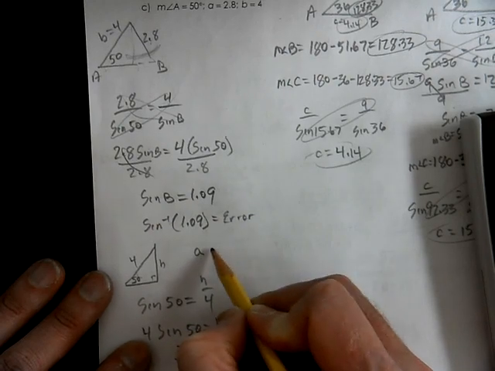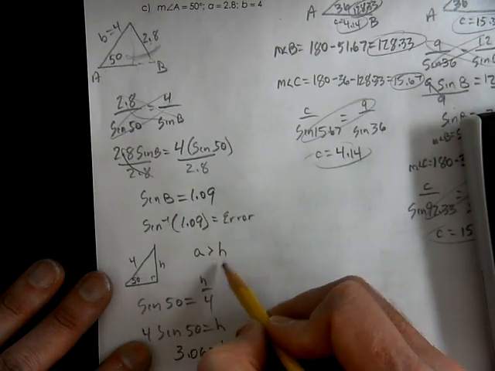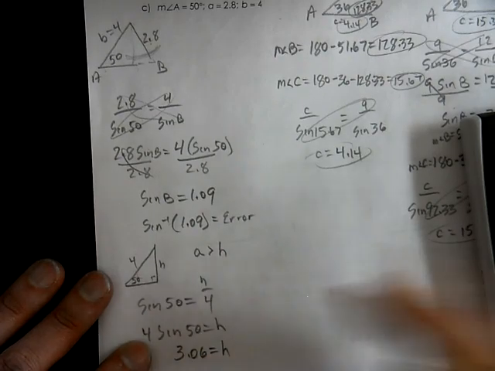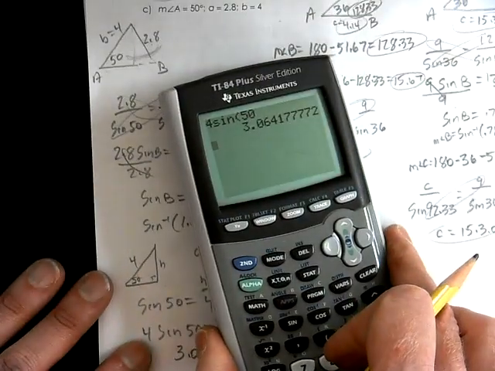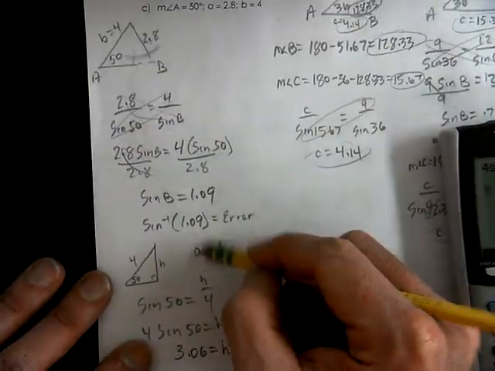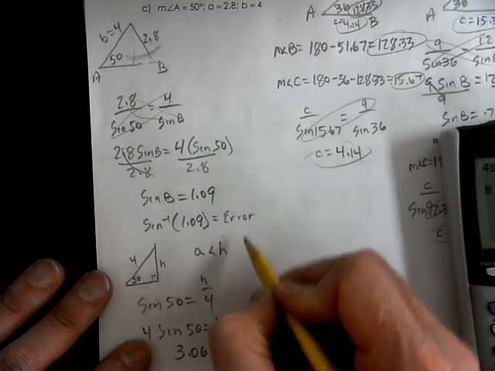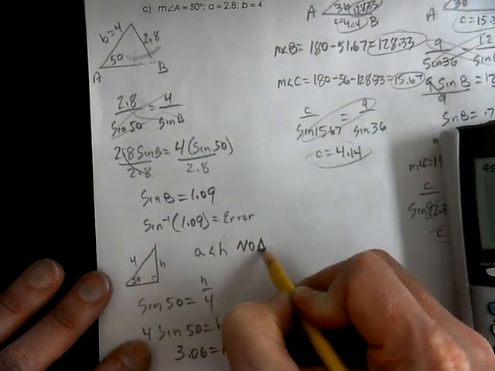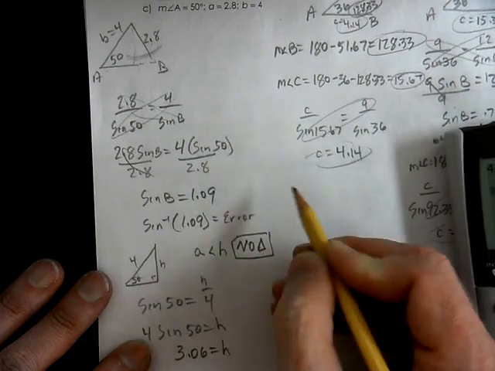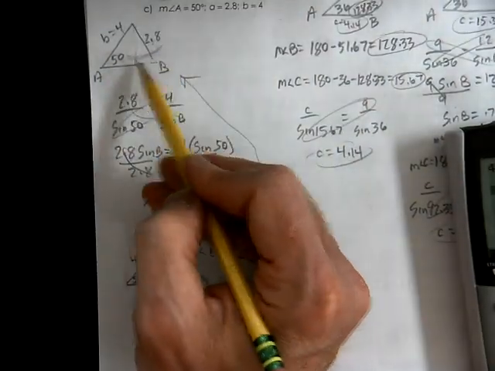So what that's telling us is that if the side is shorter than h, there's no triangle. The a value is greater than h. No, it is less than h. This is your height. Your height is bigger. No triangle. Doesn't exist. It swings short.